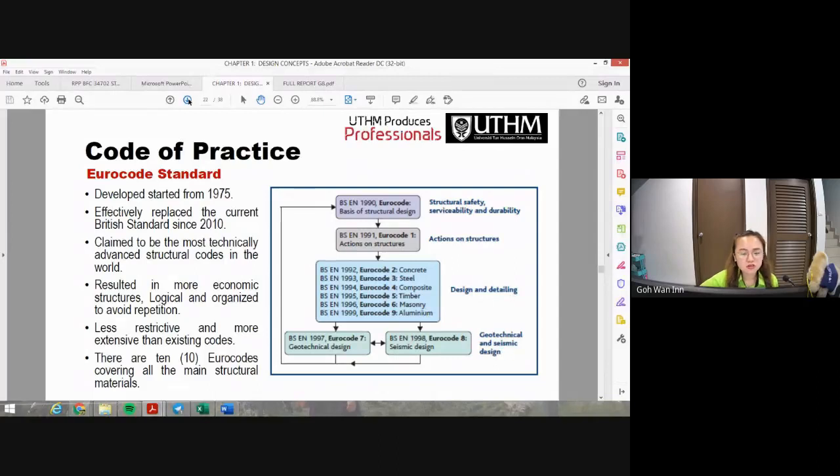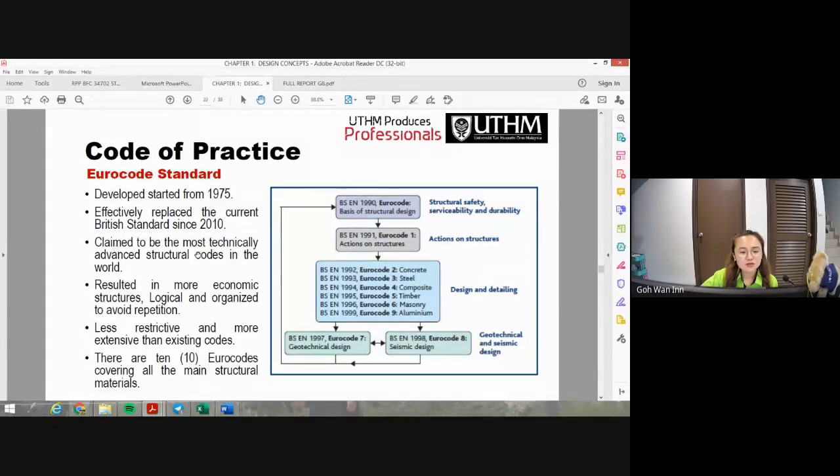So this is all the code of practice here. It started from 1975 and effectively replaced the current British standard since 2010. When I did my degree, I finished my study in 2010, so at that time I learned using the British standard, not yet Eurocode. After my batch, the next batch started to use Eurocode. That was like 11 years ago, my degree time, a long time ago.